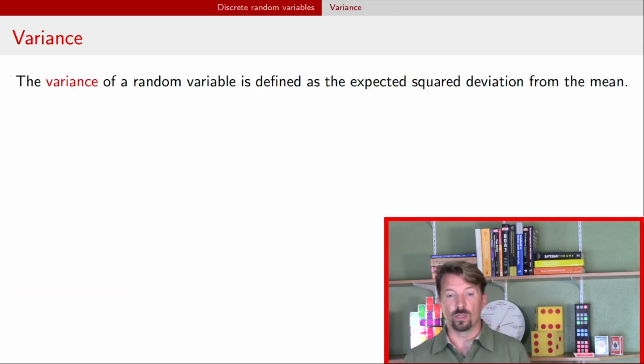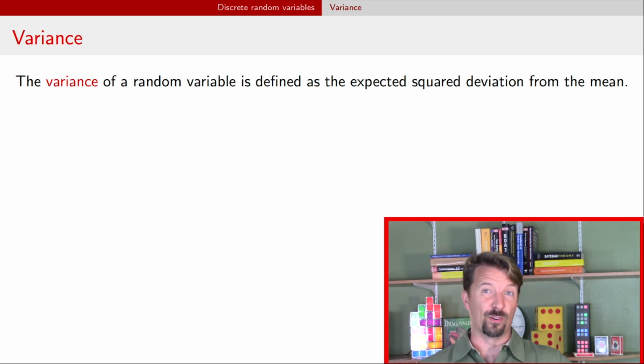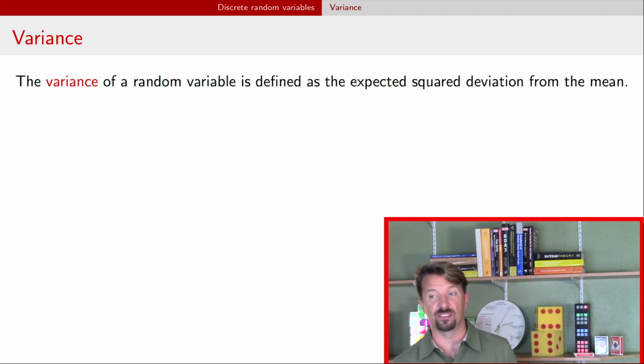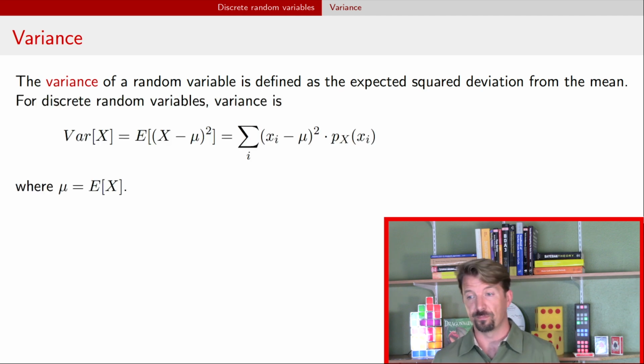Okay, so we talked about the expectation being one example of a function of a random variable. Here's another one. It's called the variance. The variance is defined as the expected squared distance from the mean, or from the expected value.